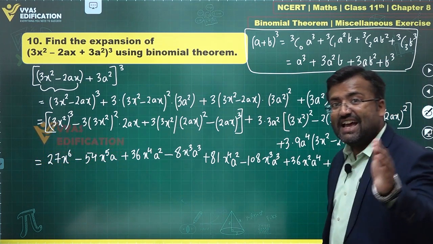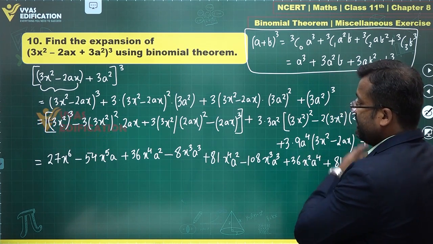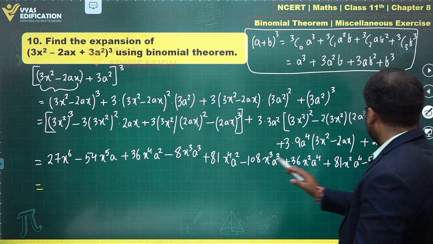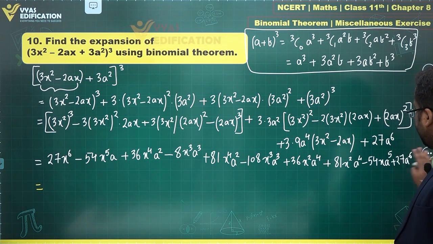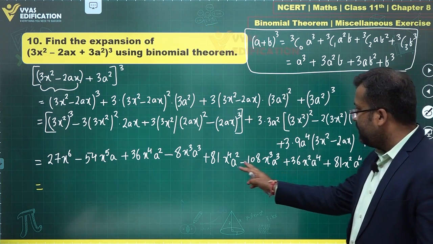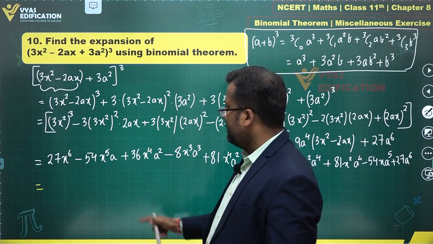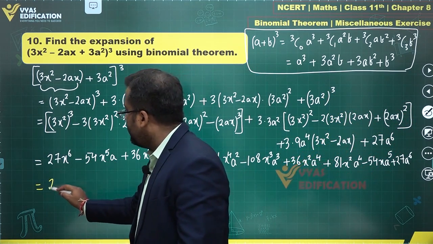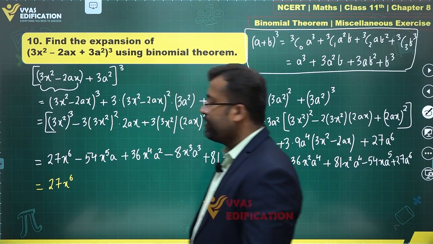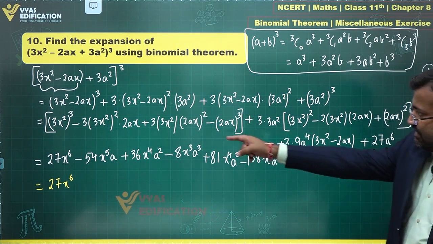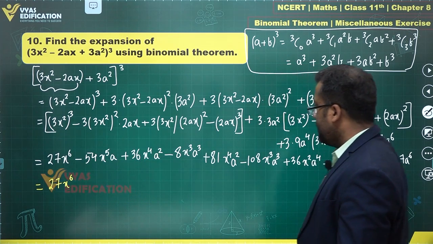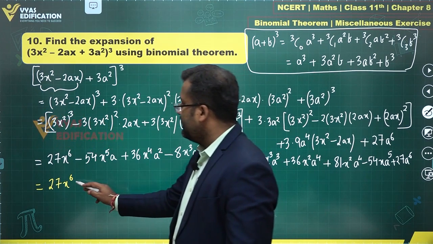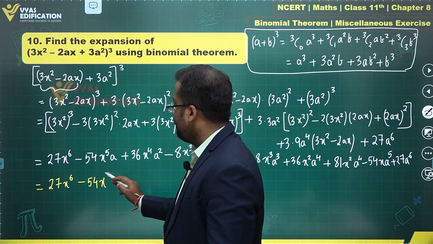Okay, let's arrange as decreasing powers of x. So what do we have? This is x power 6. Is there any other term of x power 6? No, a power 6 will come at the end. This is 27 times x power 6. Next is x power 5. There's a term of x power 5 over there, minus 54 x power 5 a. Is there any other term of x power 5? No, there's no other term. So let's write it minus 54 x power 5 a.